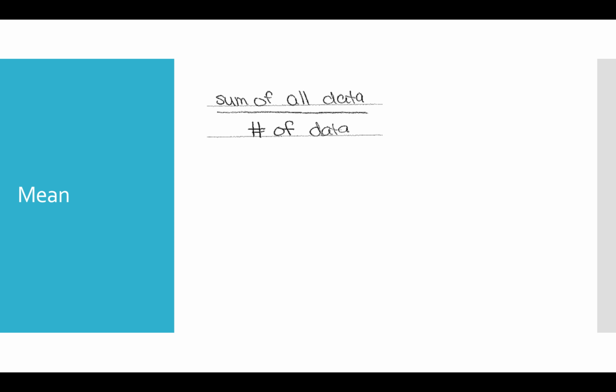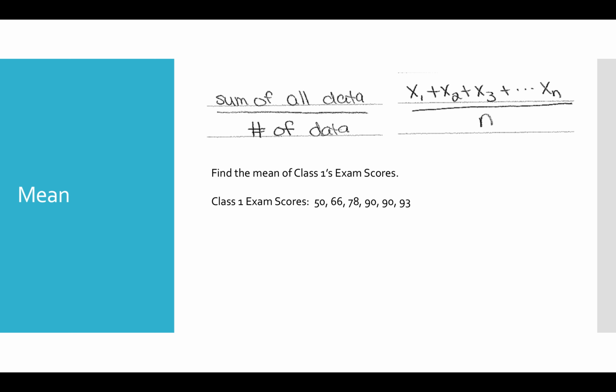You're going to add up all your numbers, all your data, and divide by the number of numbers that you have, or the number of data. In fancy math symbols, it looks like this. We've got our sum on the top, and we're dividing by n, the number of data. Let's look at an example.